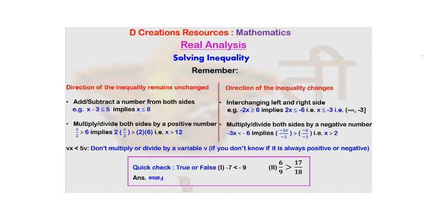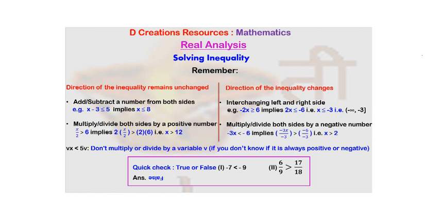you already gained. Now, when you are solving an inequality, in certain cases the direction of the inequality is going to change, while in certain cases it will remain unchanged. So let us see both the scenarios. Now, if you have the inequality to which a number is added or subtracted, the sign is going to remain unchanged. Let's see an example.